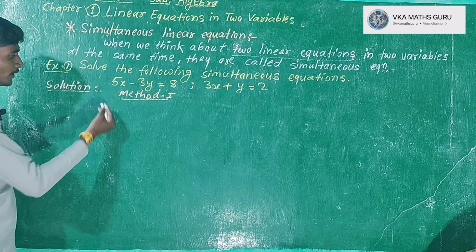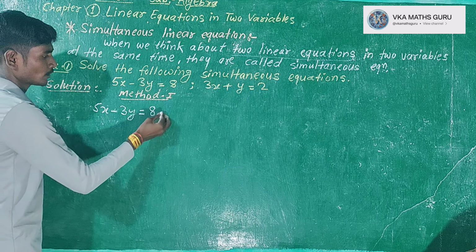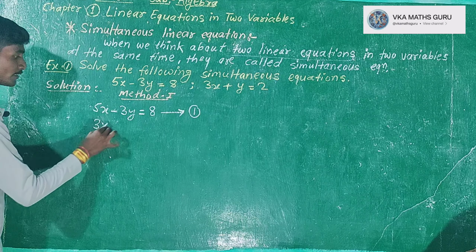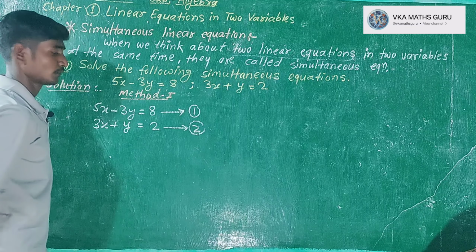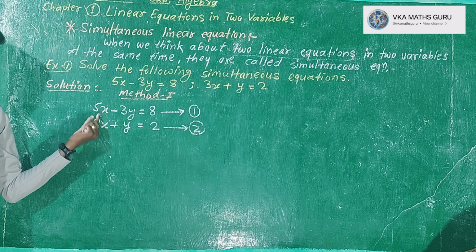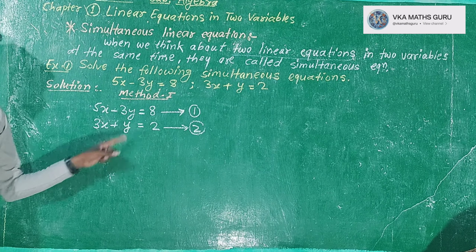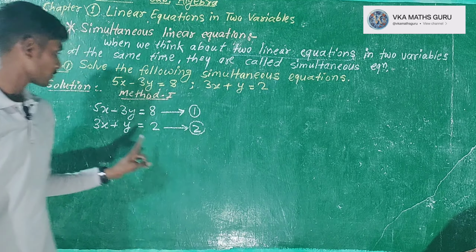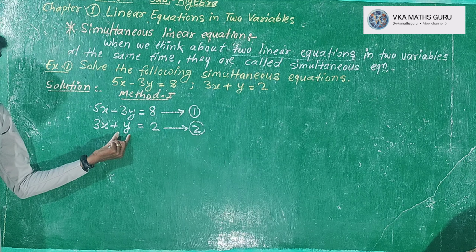See here, the given linear equations are 5x minus 3y is equal to 8, which we can number as 1, and 3x plus y is equal to 2, which we number as 2. Here x has the coefficient 5 and x has the coefficient 3, but y has 3 and y has nothing written, though before a variable the coefficient is always 1. So here minus 3y, here only plus y.